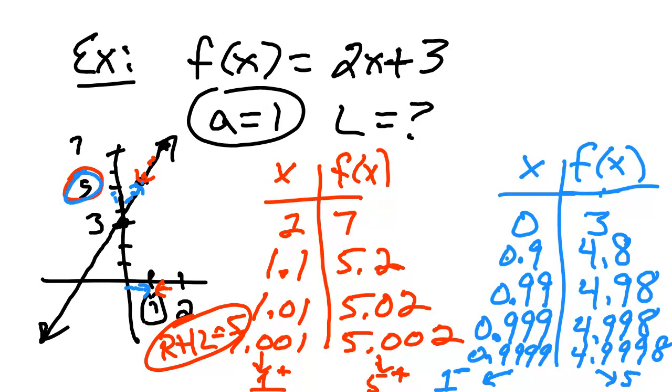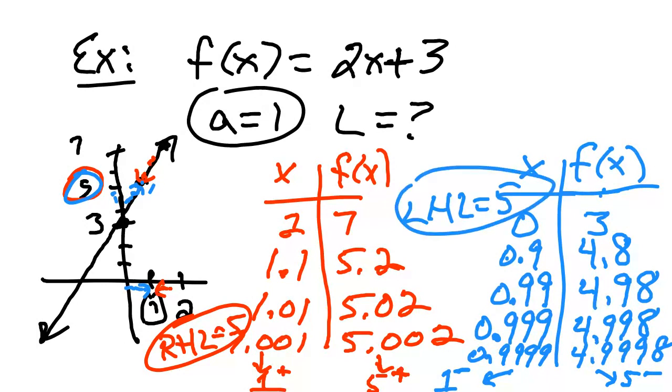So I am approaching a height of 5, but I'm approaching it from below or from underneath, okay? So this is going to be the left-handed limit. As I approach 1 from the left, I'm approaching a height of 5. So the left-handed limit also exists and equals 5. But since they both exist and are equal, we go back and say the limit of this function exists and equals 5. Okay, so that's what L is. The limit exists and equals 5. Hopefully that makes sense.